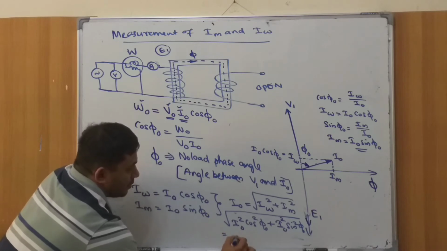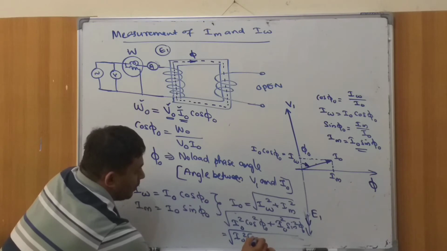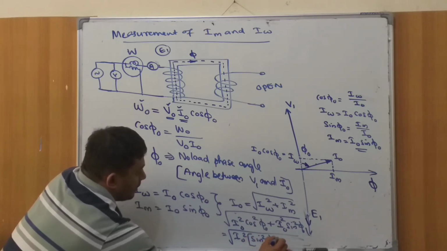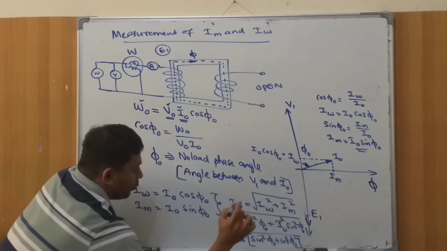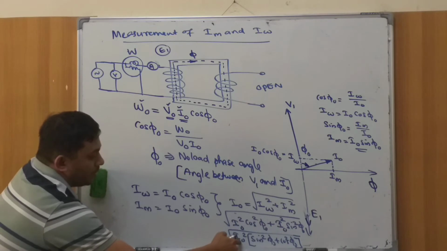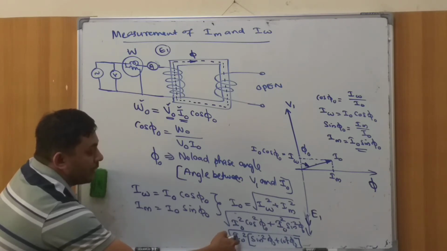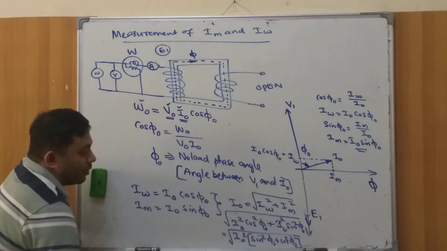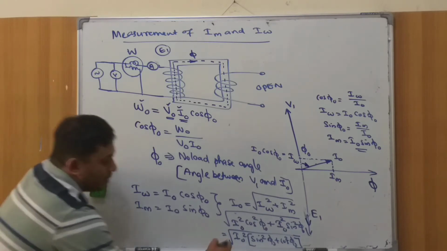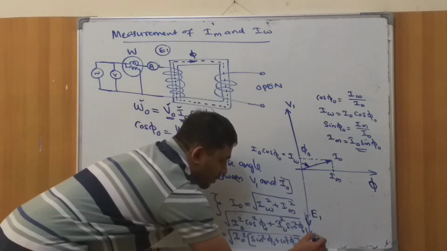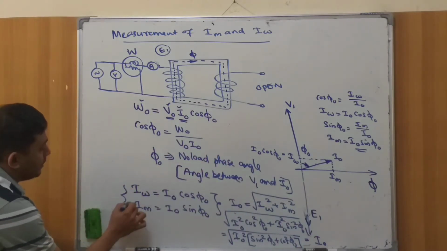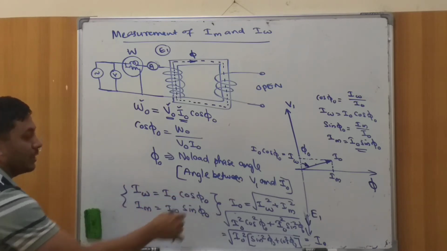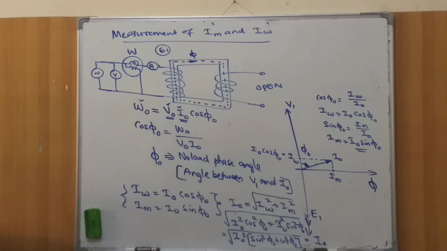Since I0 is a common term, if you take it out, within the bracket you have sin square phi 0 plus cos square phi 0. What is sin square phi 0 plus cos square phi 0? It is normally 1. So if you add and square them, you will get the answer I0. Because this part is 1, the answer will be I0. So I can conclude that the vector sum of these two components will give you I0. Okay, so just copy it.